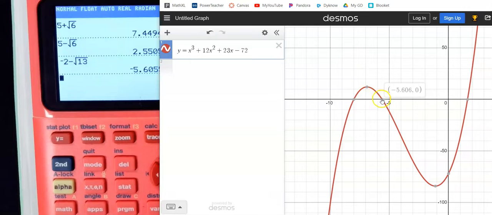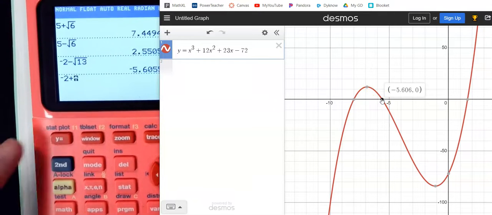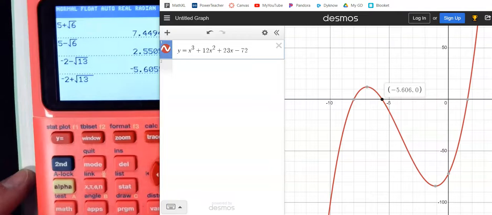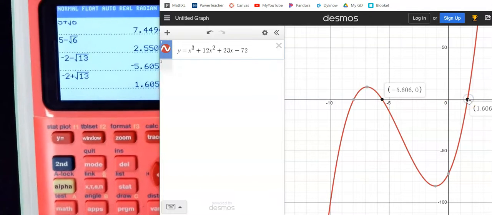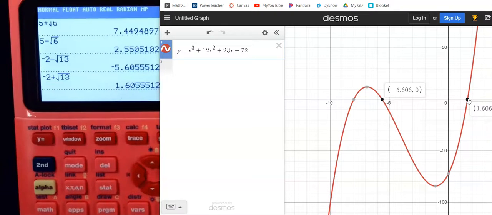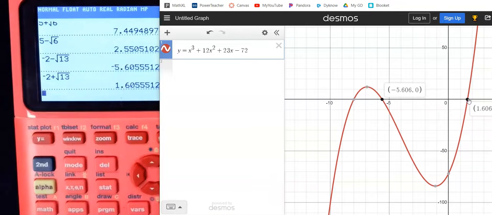That's this one. Now the other one, if I do -2 plus the square root of 13, that's going to give me this other place on the Desmos, the 1.606. They're rounding it a little bit there. You can't see more of the decimal. They're irrational numbers, but that's an easy way to check on the graph if you wanted to look at it.